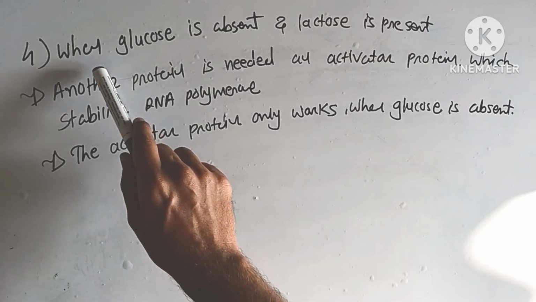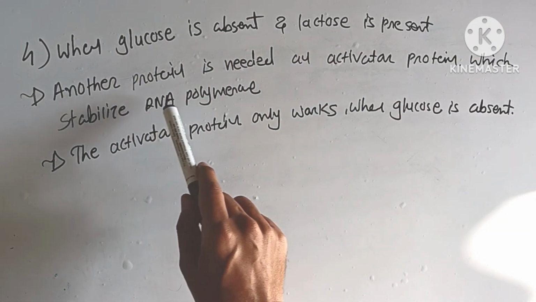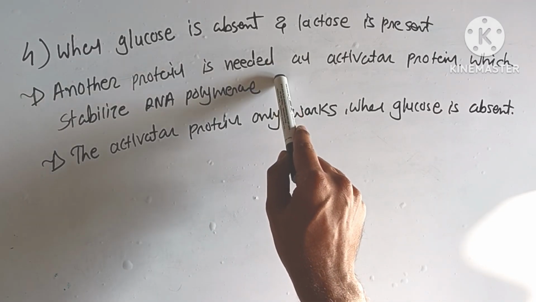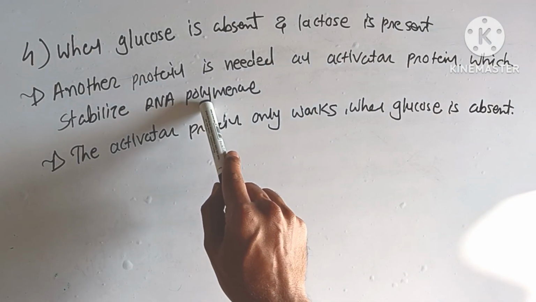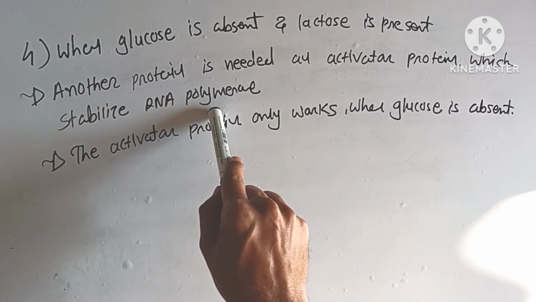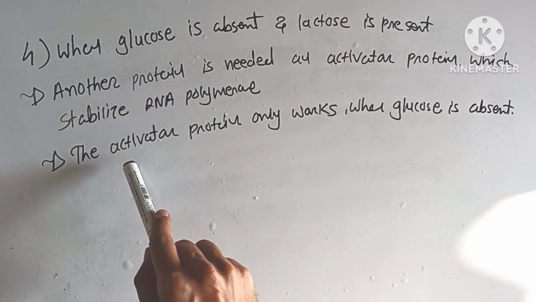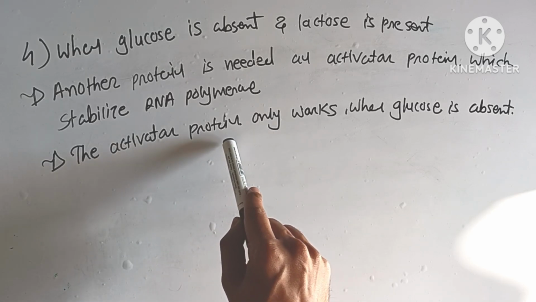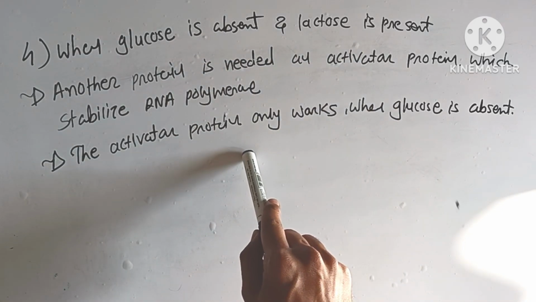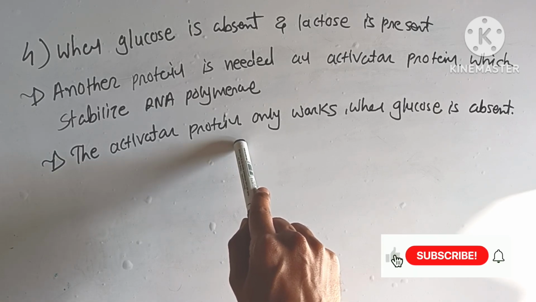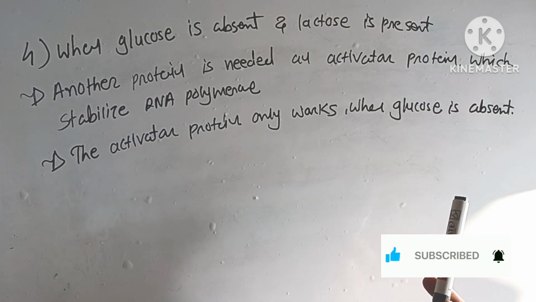Last, the fourth condition, when glucose is absent and lactose is present, so what happens? Another protein is needed for this condition, defined as the activator protein, which binds with the RNA polymerase and stabilizes it. And this is the only condition when this activator protein is synthesized. Which condition? Glucose is absent and lactose is present. And this is how E. coli makes enzymes to metabolize other sugars only when needed.